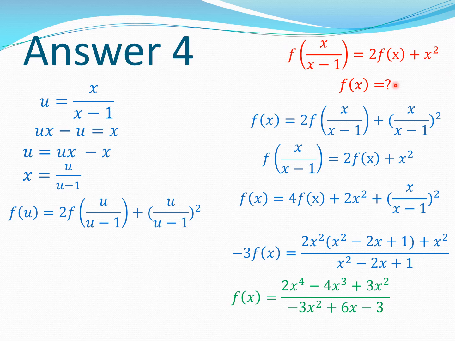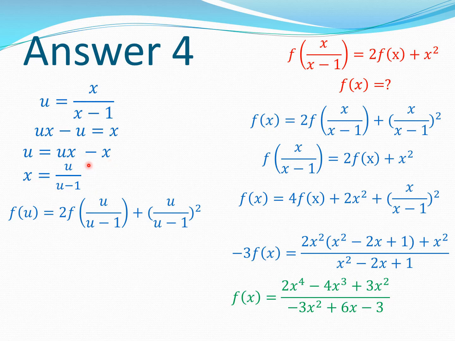So one of the ways, of course, to solve a functional equation is to take this value here, x by (x minus 1), and to define it as something else. So we create a kind of auxiliary variable here or intermediate variable. And so we'll define u is x by (x minus 1). Then I can, of course, write ux minus u is x. Further, I can write u is ux minus x, and I can write x is u by (u minus 1).